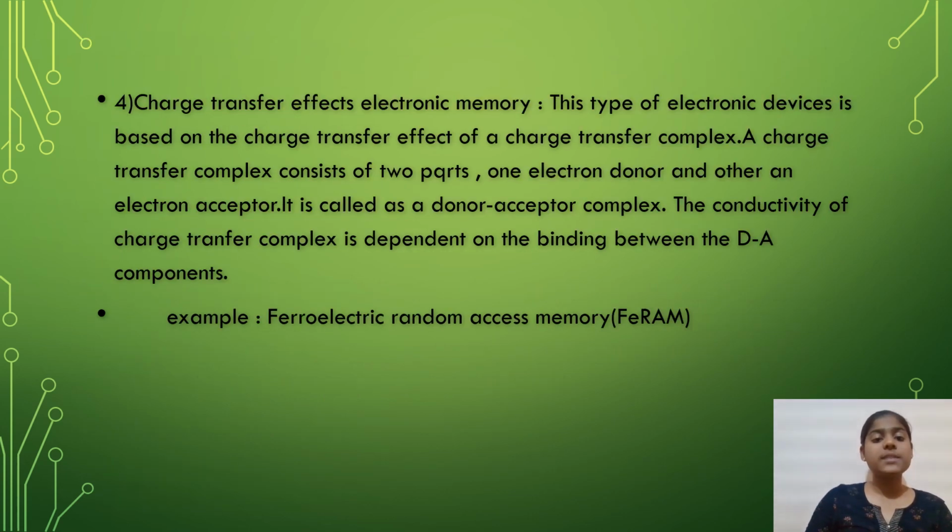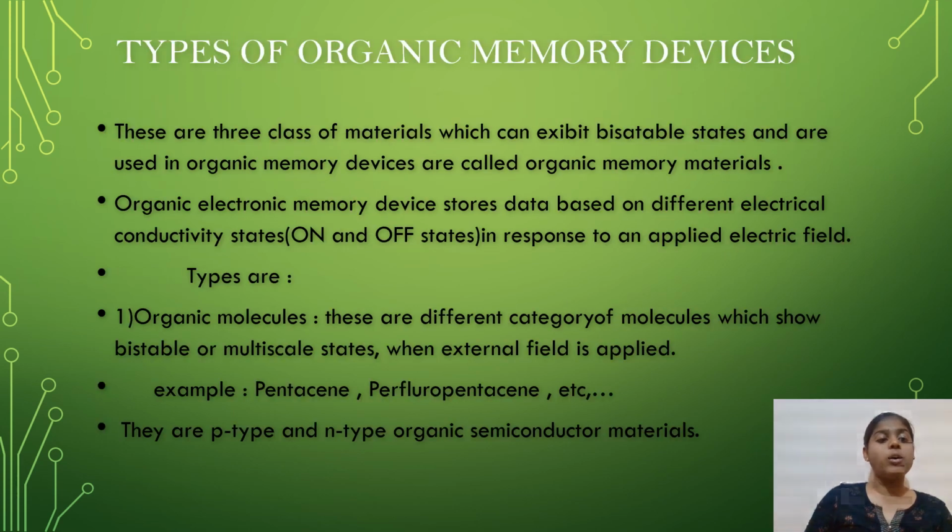Fourth, charge transfer effect electronic memory. This type of electronic device is based on the charge transfer effect of a charge transfer complex. A charge transfer complex consists of two parts: one, an electron donor and the other, an electron acceptor. It is called a donor acceptor complex. The conductivity of the charge transfer complex is dependent on the binding between the DA components. Example, ferroelectric random access memory. Now let's look into the next topic, that is types of organic memory devices.